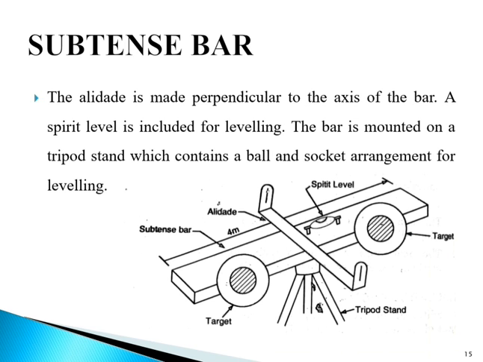The disc is made perpendicular to the axis of the bar. A spirit level is included for leveling, and the bar is mounted on a tripod stand which contains a ball and socket arrangement for leveling. So you can see all the arrangement here in the image.